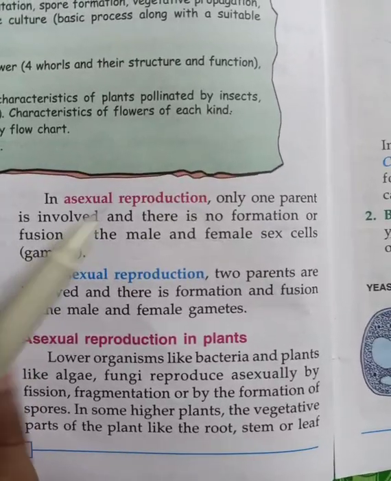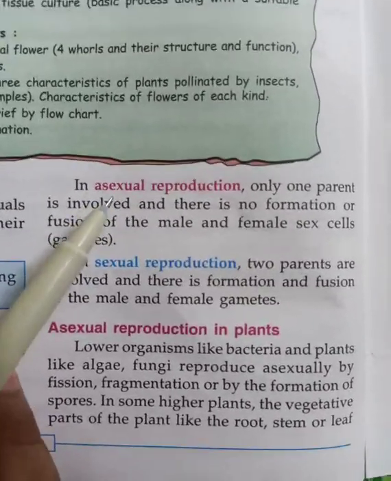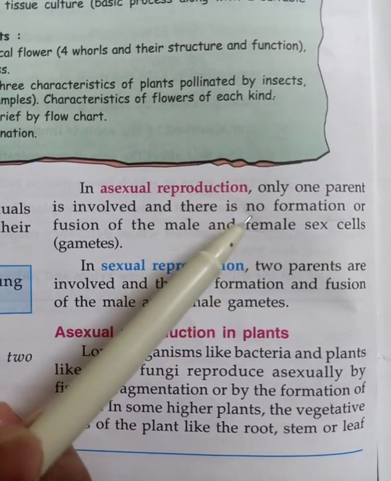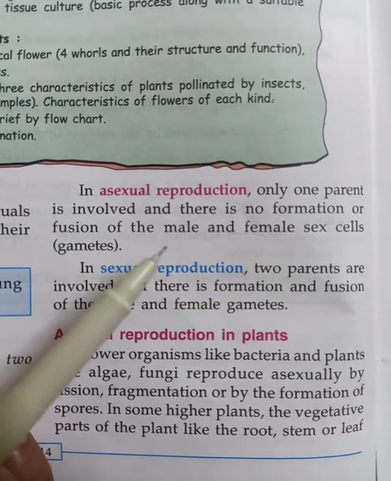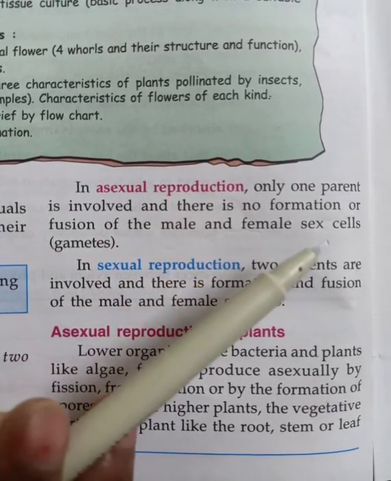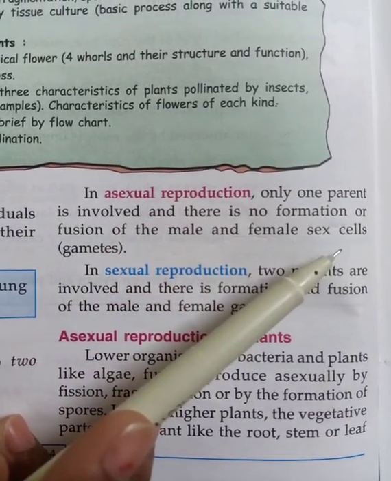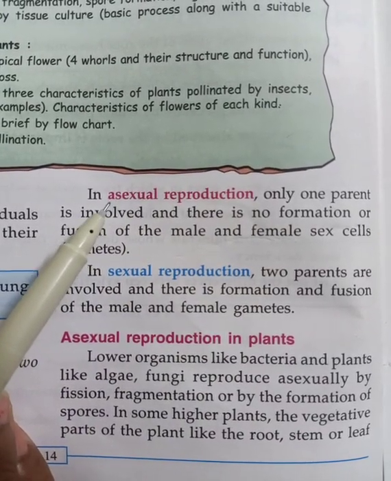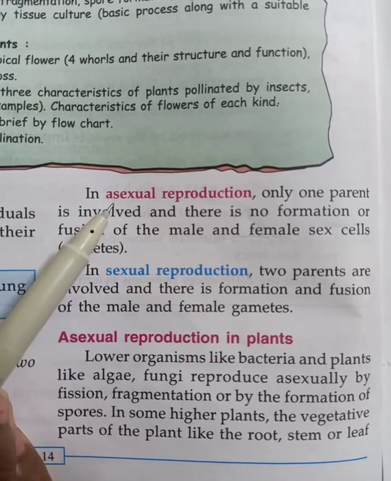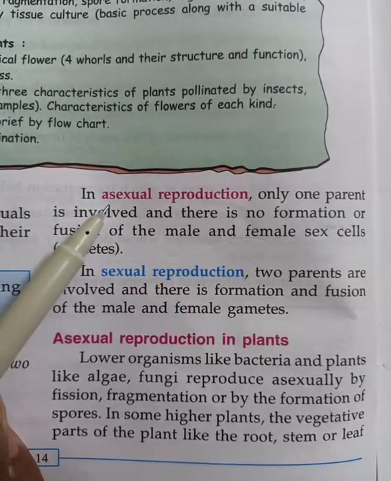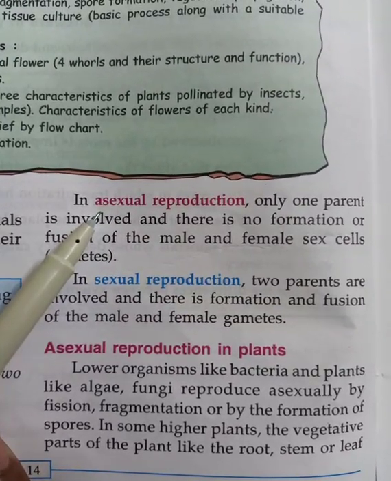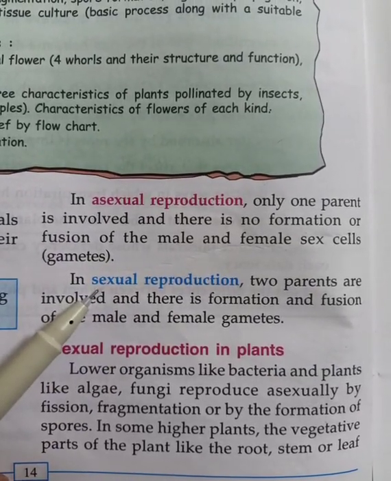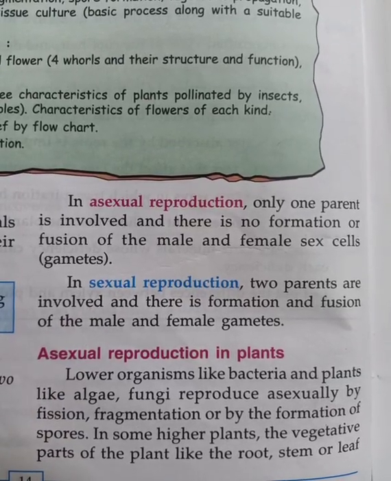So as we had discussed, children, asexual means when only one parent is involved and there is no formation or fusion of male or female cells. So that type of reproduction is called asexual. A means only one. When only one parent is involved, that type of reproduction is called asexual reproduction. When both the parents are involved, then the reproduction is called sexual reproduction.